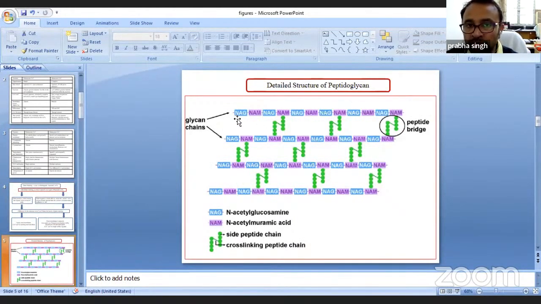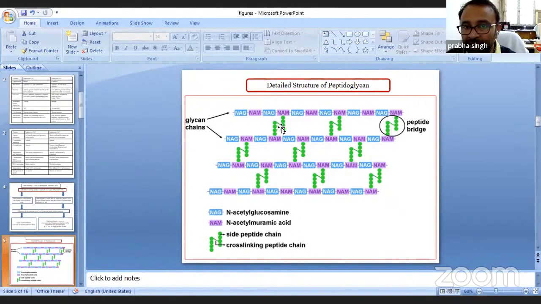So this is the structure of peptidoglycan. Peptidoglycan is made up of two monomeric units which are joined together through a glycosidic bond. One monomer is N-acetyl glucosamine and another monomer is N-acetyl muramic acid, right? They form the glycan chain, and two glycan chains are joined to each other through a peptide bridge.